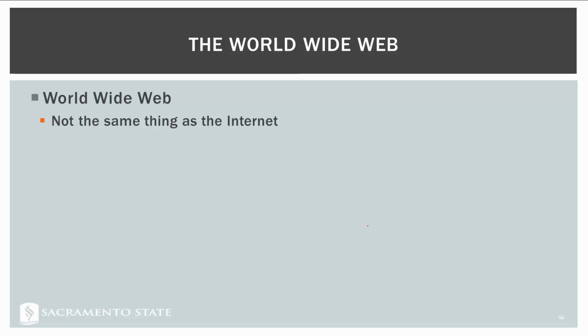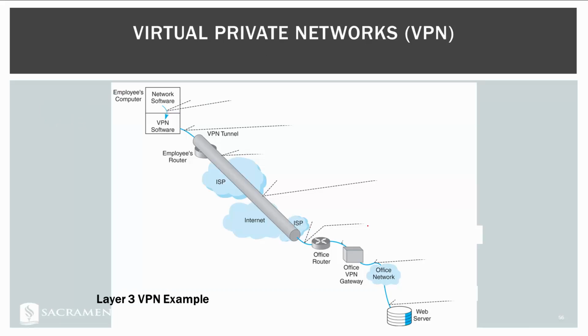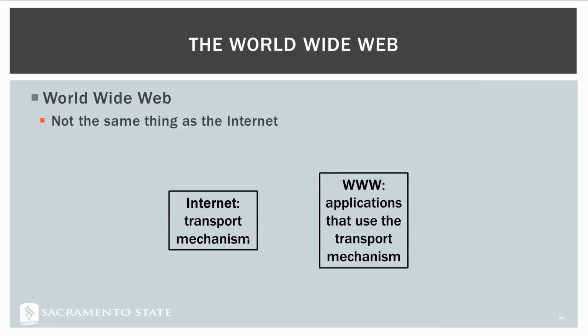All right, a pet peeve of mine. The internet and the World Wide Web are different. They're not the same thing. The internet is the transport mechanism. It's the way we send data back and forth. Whereas the World Wide Web is the content and the applications that use the internet, right?